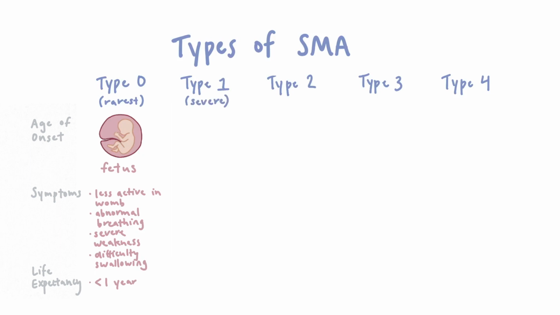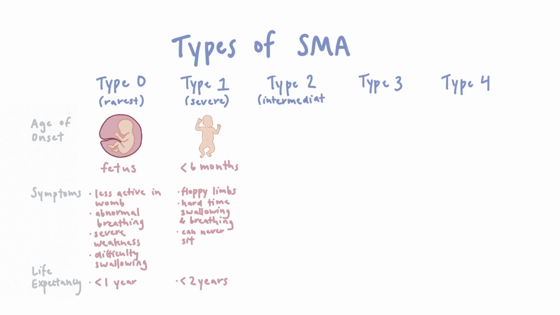Type 1 is the most common, and it is diagnosed during an infant's first 6 months. Symptoms include floppy limbs and having a hard time swallowing and breathing. Infants with SMA type 1 can never sit. Type 1 progresses quickly, usually leading to death by the age of 2. In patients with SMA type 2, symptoms usually appear between 7 and 18 months. Children with SMA type 2 can never stand. Life expectancy ranges from early childhood to adulthood.